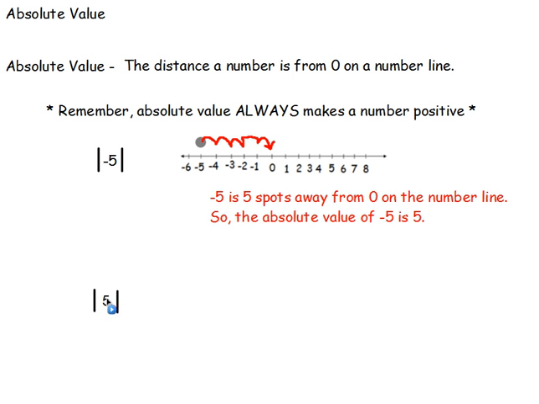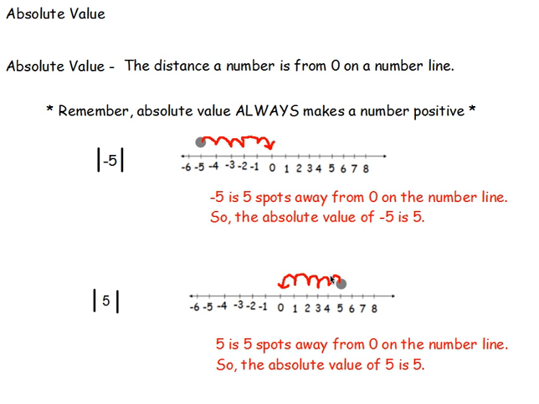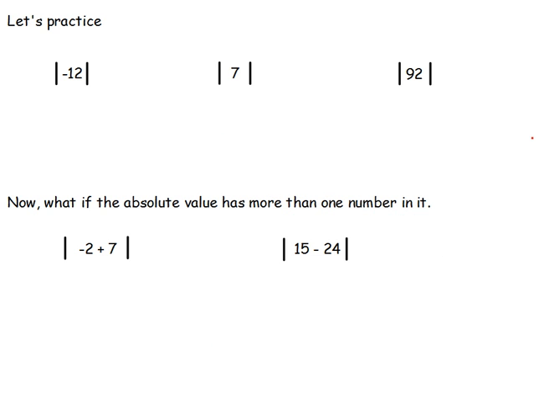Same thing with 5. You would plot it on a number line, count back, 1, 2, 3, 4, 5. So 5 is 5 spots away from 0 on the number line, therefore the absolute value of 5 is 5. So no matter where you are, you just count back to 0 or forward to 0, and that's what your absolute value is. So let's take a look at these. So the absolute value of -12 is 12, the absolute value of 7 is 7, and the absolute value of 92 is 92. So if you have one number inside, it just makes the number positive.